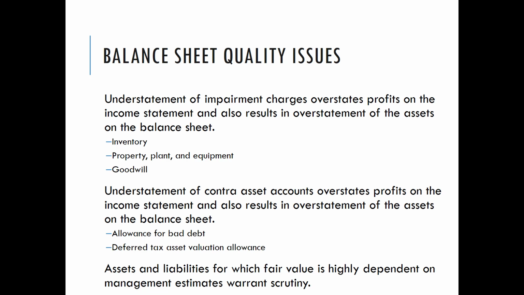Generally speaking, it will be around understatement of impairment charges, so impairing inventory, or essentially writing off bad inventory, or writing off bad assets, or understatement of contra asset accounts. So again, your allowances for doubtful debts, your deferred tax asset valuation, and so forth. But the idea here is, again, managers and accountants have a bunch of choices that could lead to them doing bad things, and these are some of the pathways for how those bad things could be done effectively.